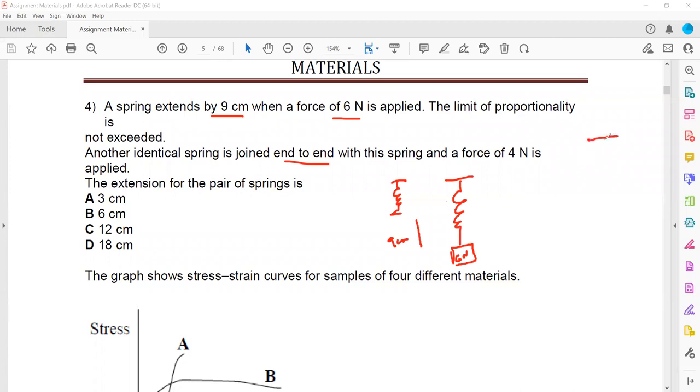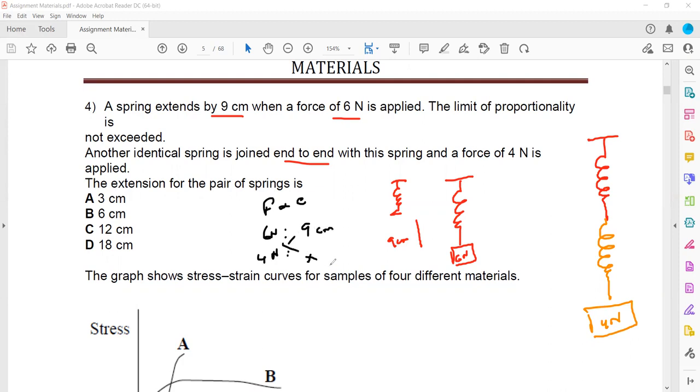Now we connect two identical springs end to end, this is spring 1 and this is spring 2, and we attach 4 Newtons. We know force and extension are directly proportional. If a force of 6 produced 9 centimeters of extension, how much extension will there be for 4 Newtons? Cross multiply: the extension for each spring is 4 multiplied by 9 divided by 6. 9 times 4 is 36, and 36 divided by 6 is 6. So x will be equal to 6.